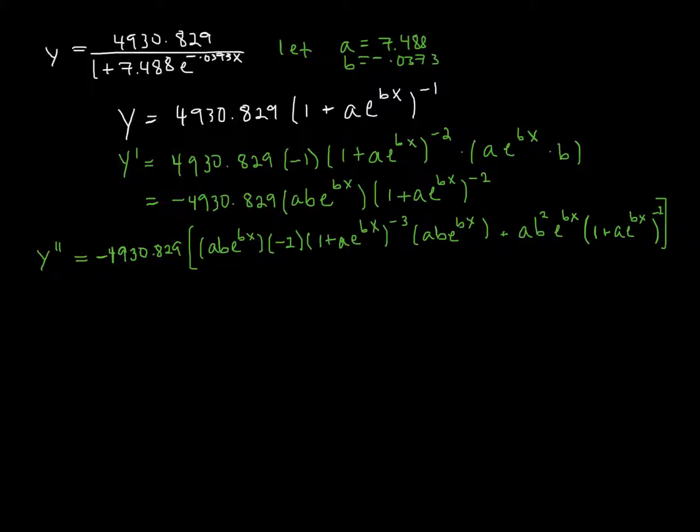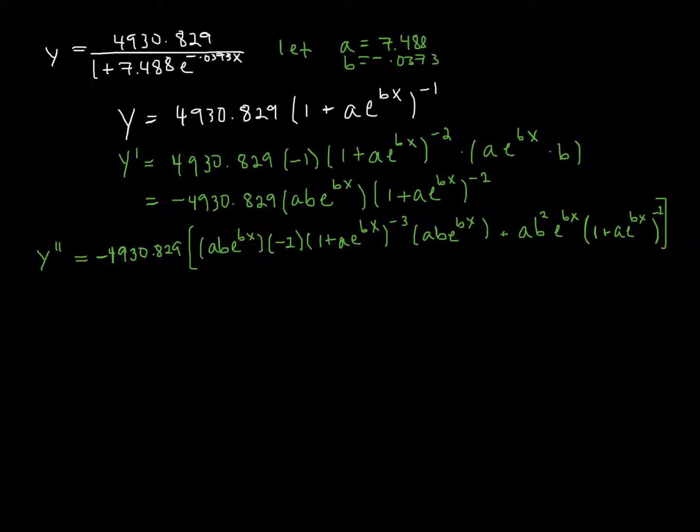Then I have the derivative of this here, which is, of course, ab e to the bx times the derivative of bx, which is b. So it'll be ab squared e to the bx times this function here, which is 1 plus a e to the bx to the negative 2.